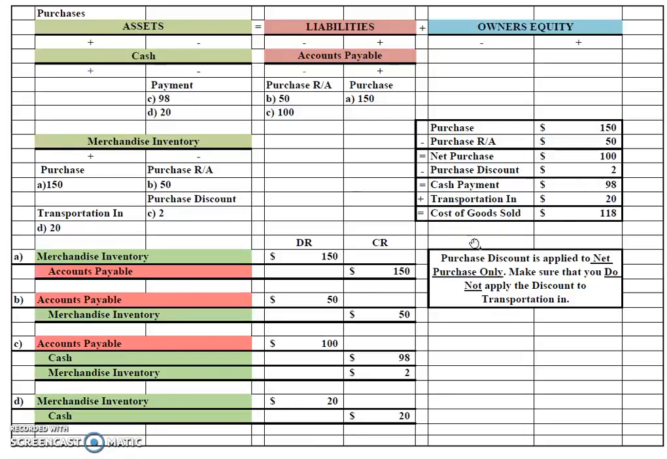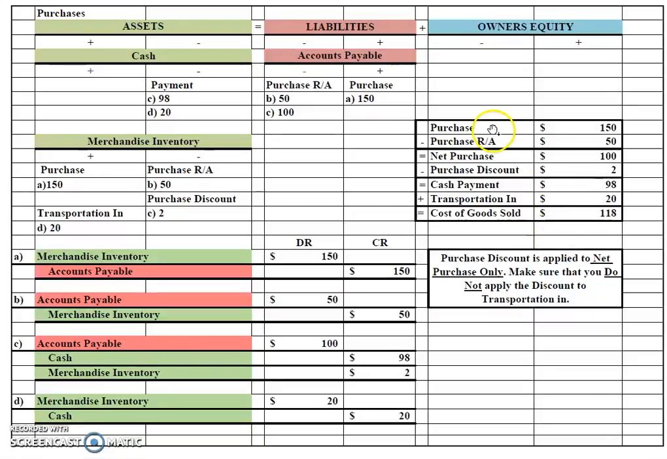Now be careful when you're applying the purchase discount. It's usually in a percentage. So purchase discount is applied to net purchase only. Say purchase minus purchase return and allowance. Make sure you do not apply the discount to the transportation in. They may have an accounts receivable, accounts payable for the total, but always account for your transportation separately.